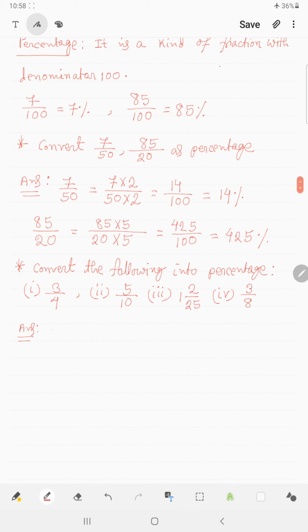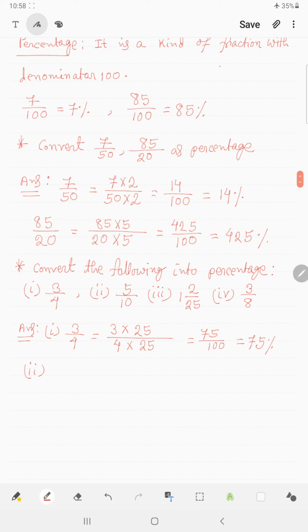This process you can apply to 3 by 4. Now your target is to convert this denominator into 100. So how? You have to multiply this denominator by 25, then it will become 100. But if you multiply the denominator, you must also multiply the numerator. So this is 3 into 25, so 75. Then your answer will be 75%. Yes, I hope you understood, everybody.